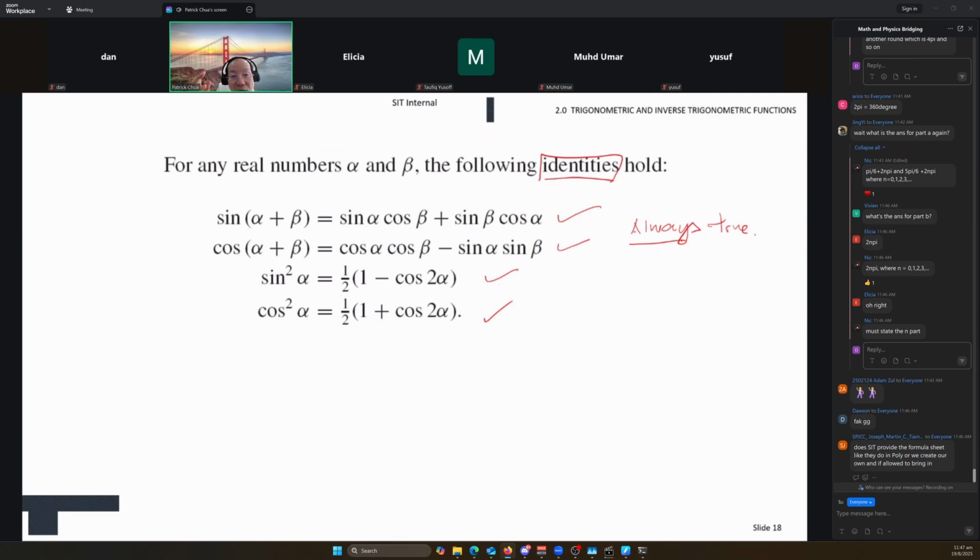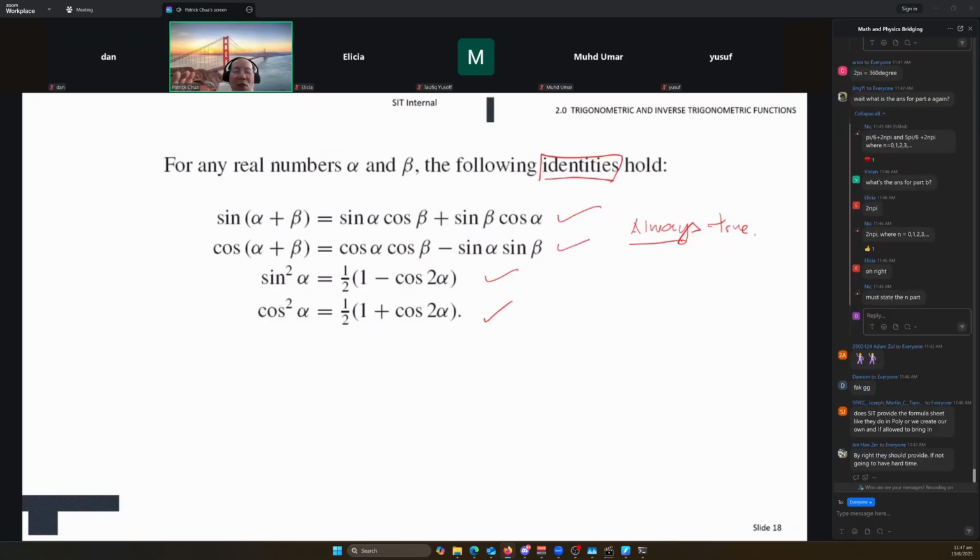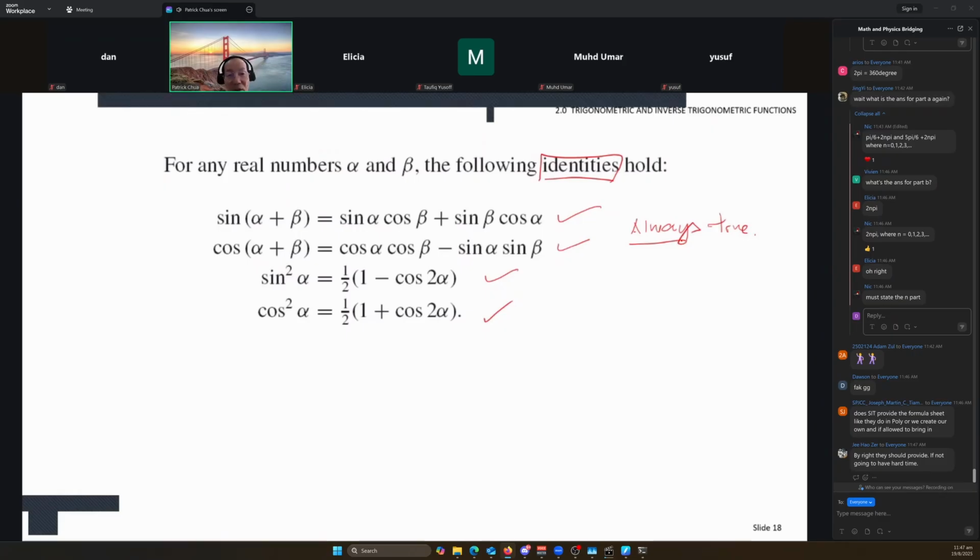Outside that range, the same equations will not be applicable, depending on the range of x in the equation. Some equations are always true regardless of the x value, and that's all right. But for identities, you can always be sure that these expressions are always true, regardless of the range of alpha and beta. That's why they are called identities. So now we know the difference between identities and equations.